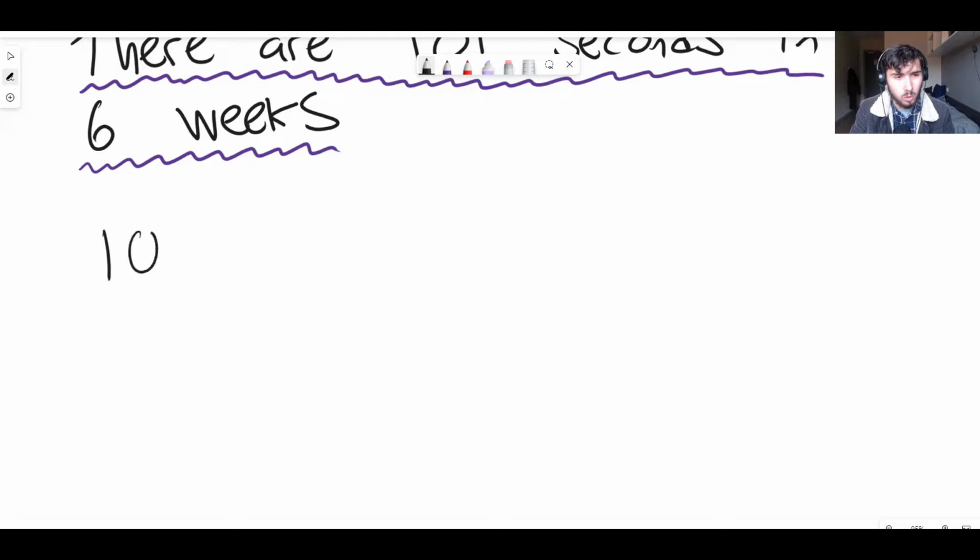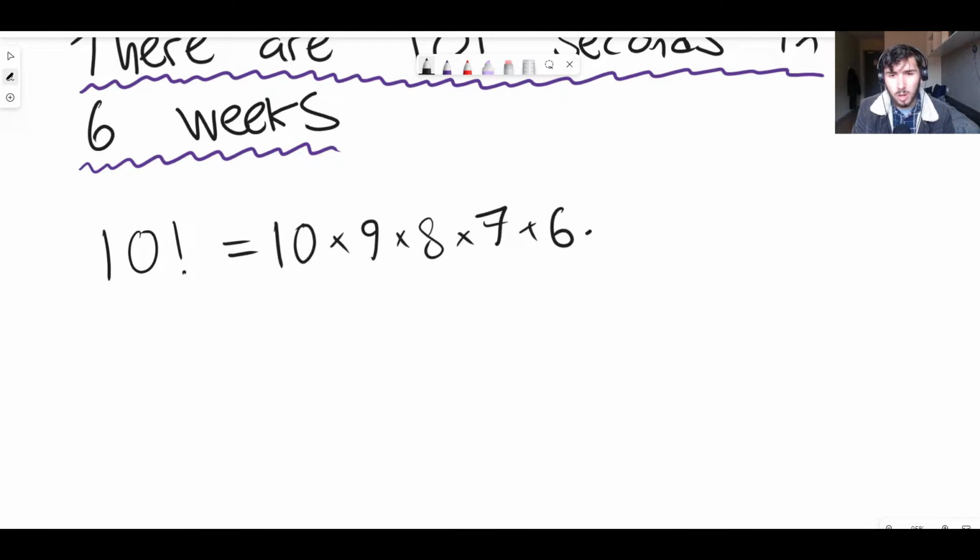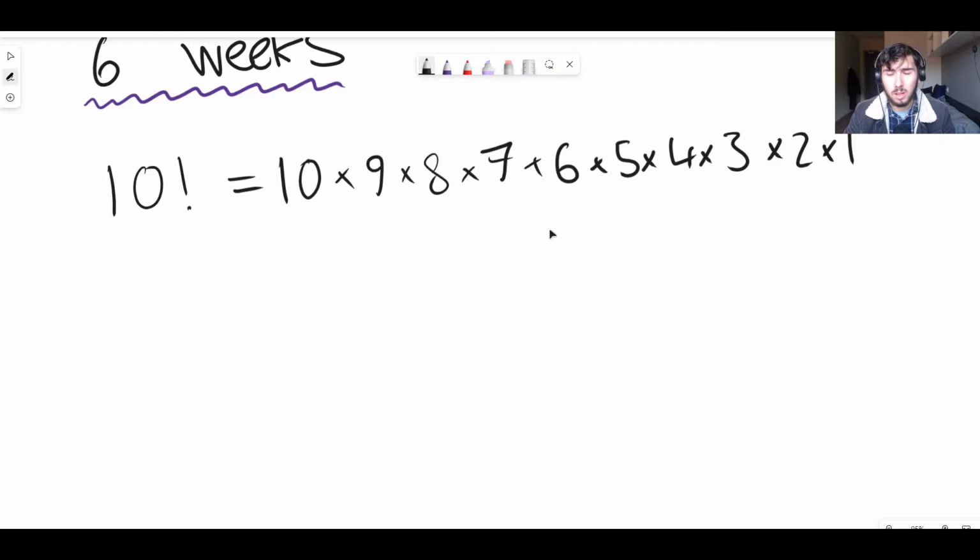10 factorial, we write that as 10 with an exclamation mark after it. And that is equal to 10 times every integer descending until we get to the number 1. Like this: 10 times 9 times 8 times 7 times 6 times 5 times 4 times 3 times 2 times 1. It's actually a very large number. That is the number of seconds in 6 weeks, exactly. And that's quite an interesting fact, I think.